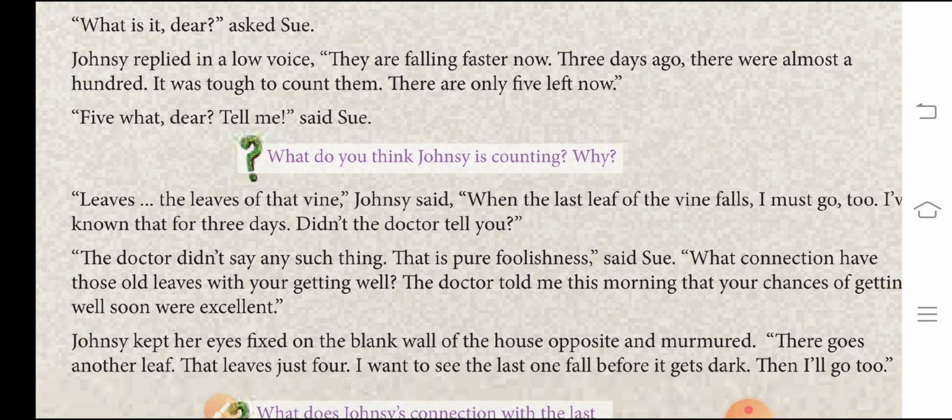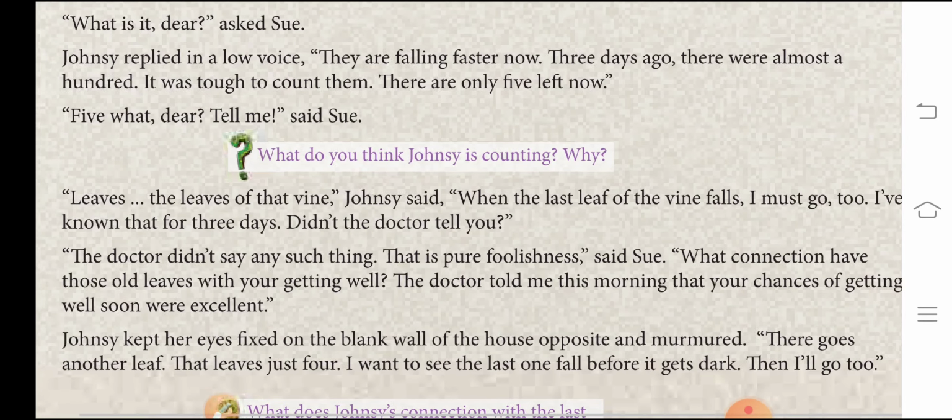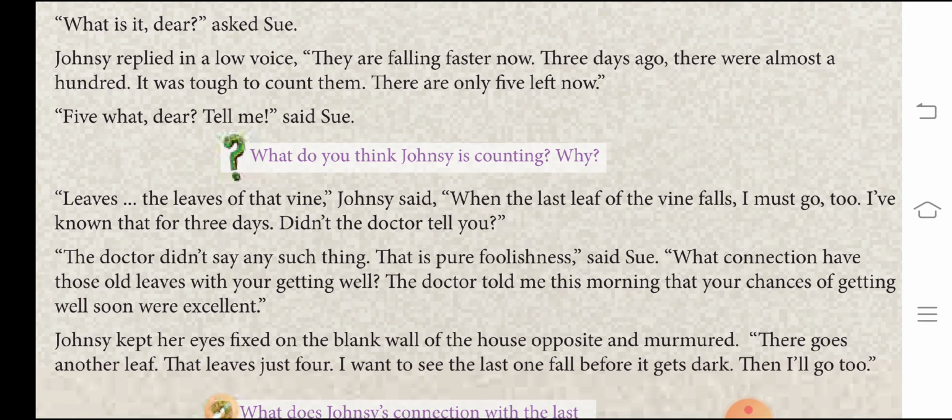The leaves of that vine, Joanna said. When the last leaf of the vine falls, I must go too. I have known that for three days. Didn't the doctor tell you? So she said, I'm talking about the leaves on the vine. Joanna replied, right? Joanna is a girl who is sick.